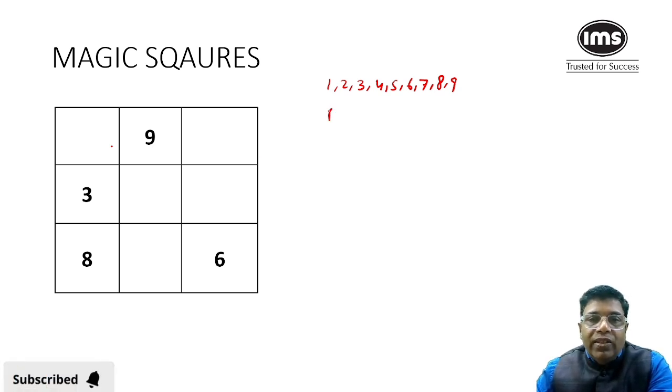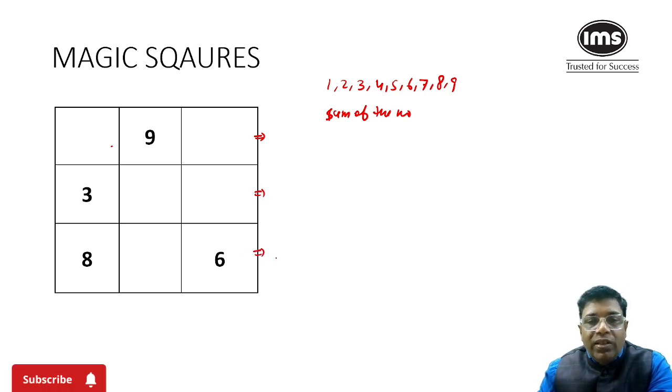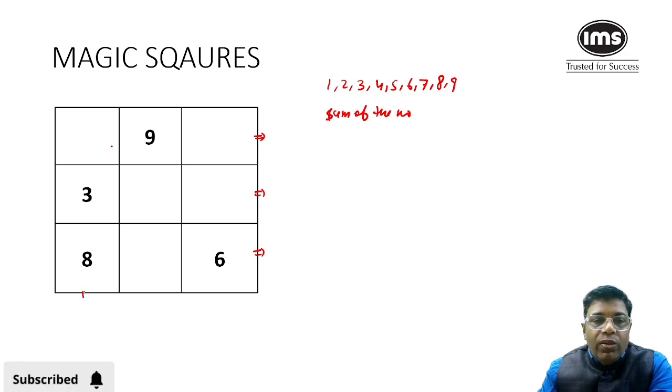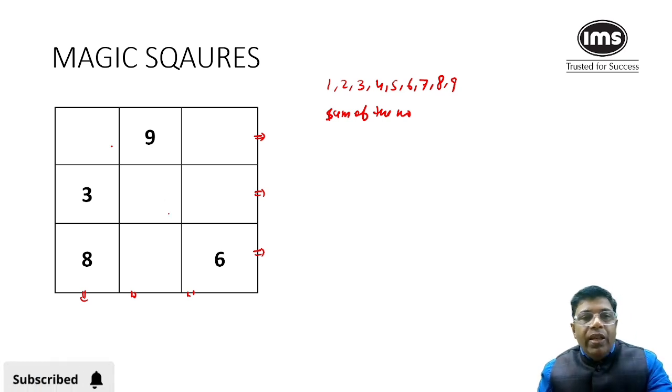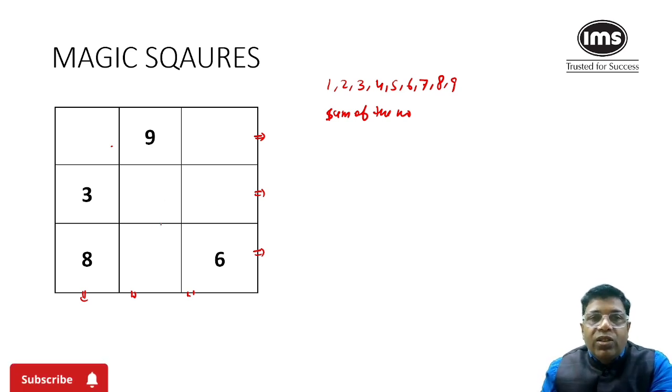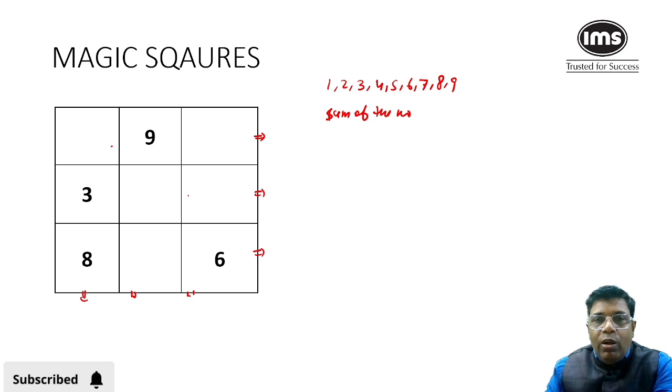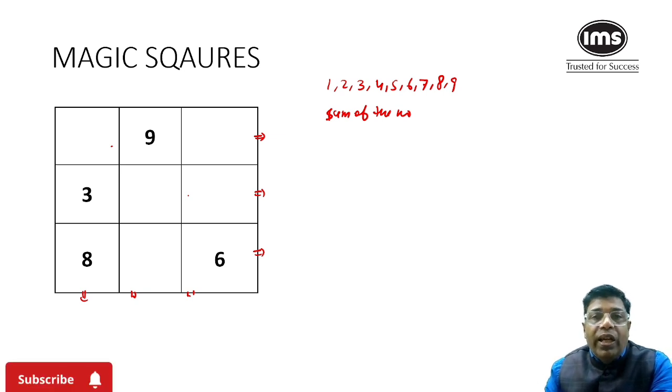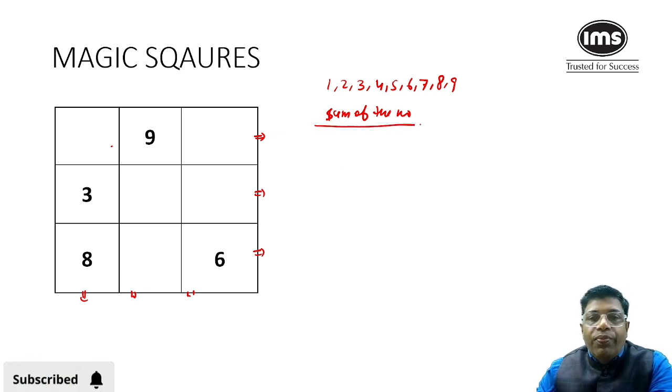And then the sum of the numbers in the first row should be equal to the sum of the numbers in the second row, should be equal to the sum of the numbers in the third row. And this sum should also be equal to the sum of each and every column. And in fact, the sum of the diagonals should also be equal. So in the magic square, the summation of all the numbers in each row should be equal to the sum of all the numbers in each column, and it should be equal to the diagonal. So that is what we have to understand.